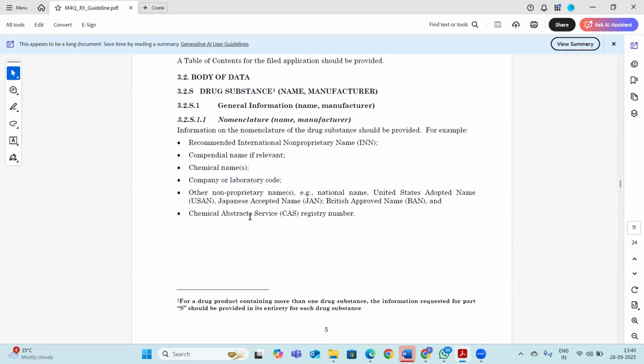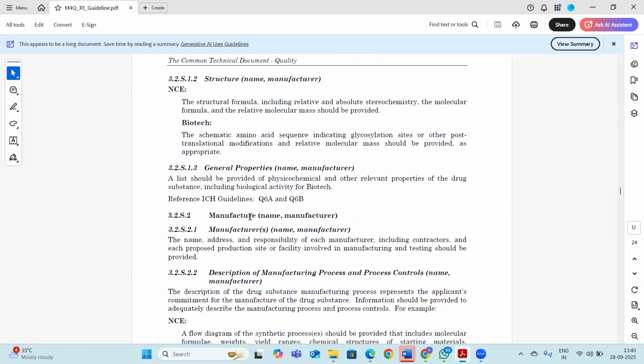Take, for example, acetaminophen, and the name of the manufacturer. So you need to provide both the name of the drug substance as well as the name of the manufacturer, and then the relevant information below that. Everywhere where it's mentioned name and manufacturer, you write the name of the drug substance and the manufacturer who's producing that API. Okay.